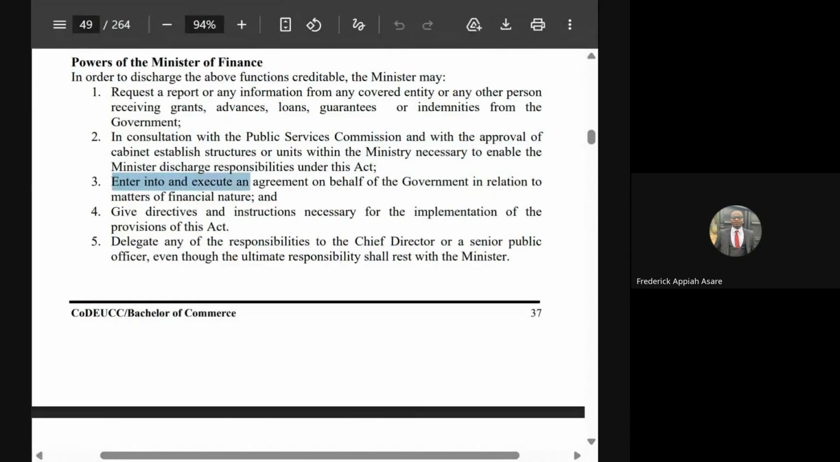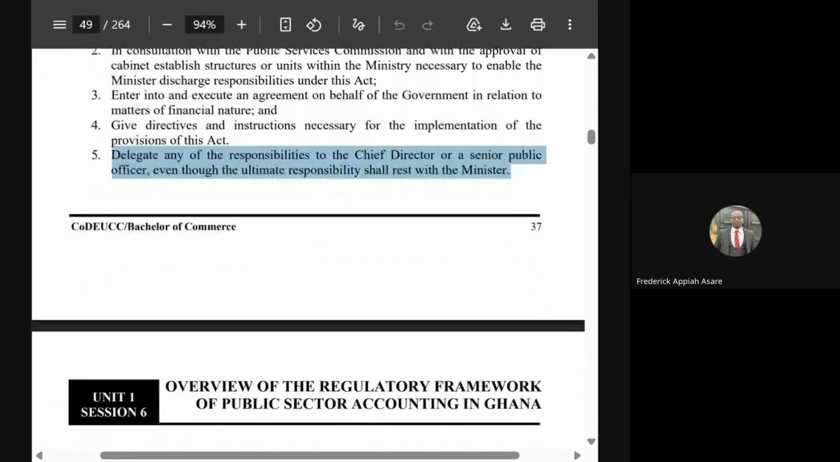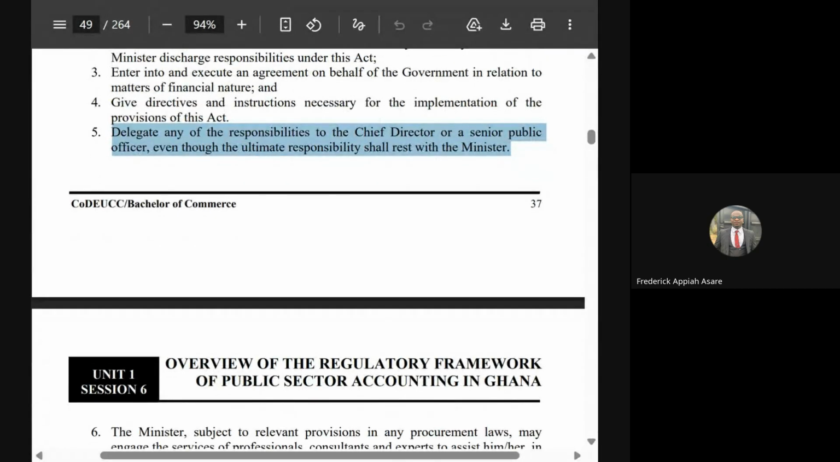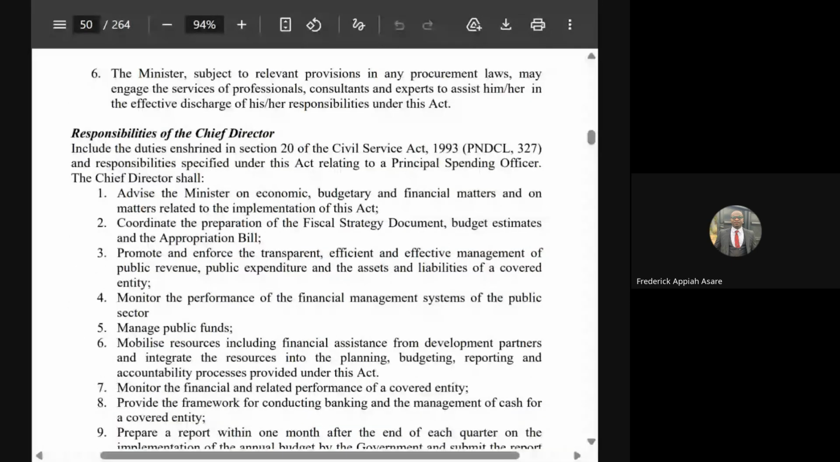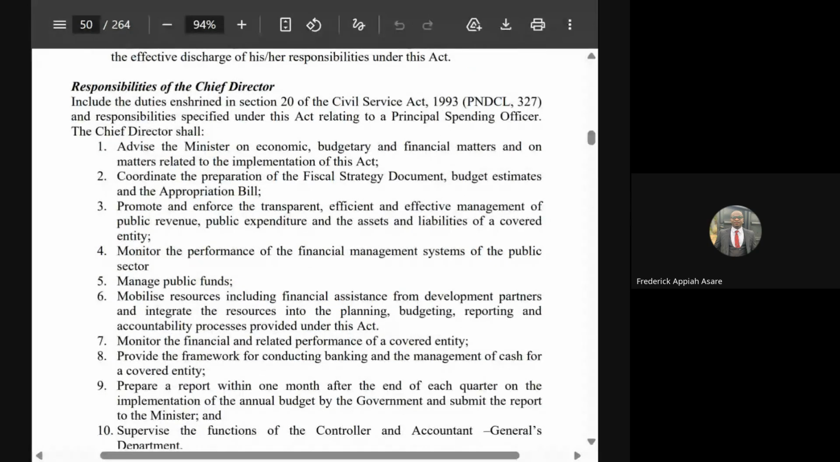They must enter into and execute an agreement on behalf of government in relation to matters of a financial nature, and they must give directives and instructions necessary for the implementation of the provisions of this Act. He must delegate any of the responsibilities to the chief director or senior public officer, even though the ultimate responsibility shall rest with the minister. So all these are some of the powers the Minister of Finance will have. Now let's look at the responsibility of the chief director.